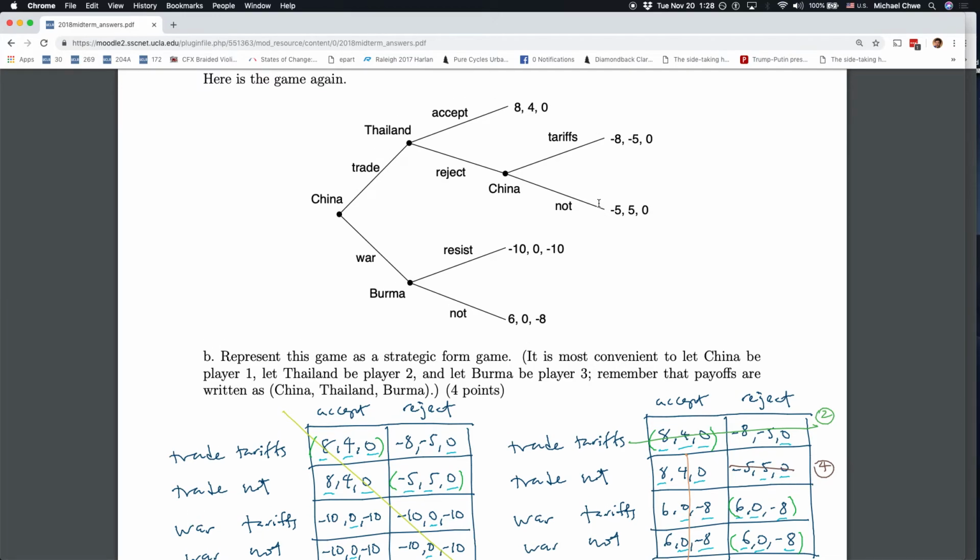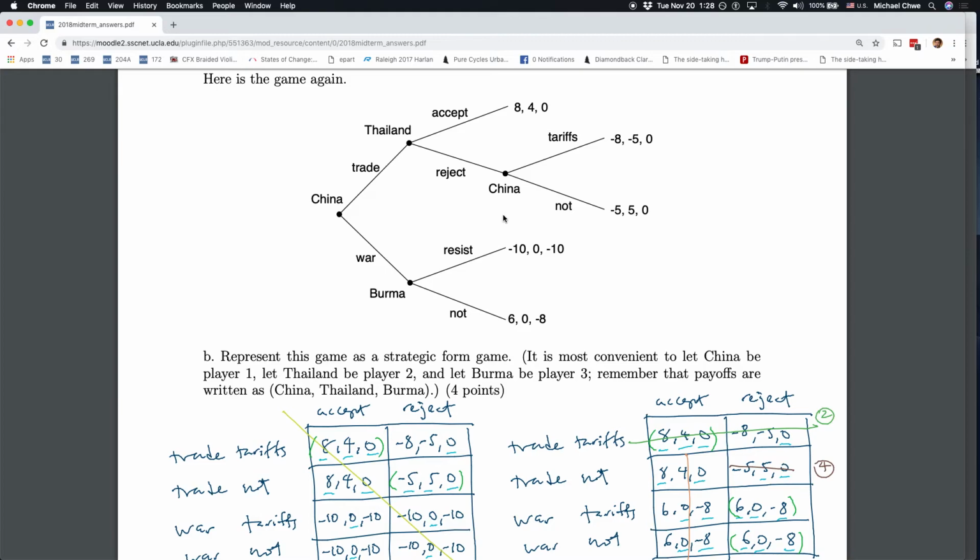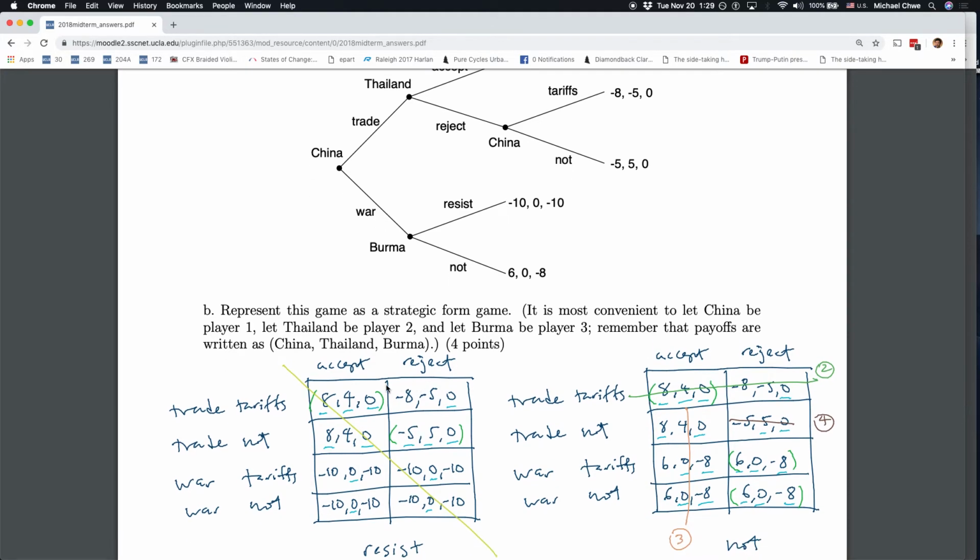You have to include ones that wouldn't. Yeah, exactly right. So, for example, it seems odd to say China could do war and then tariffs, right? But you still have to include that. Okay. Do we go through this in detail? About how to put this together? Okay, let's just do it.